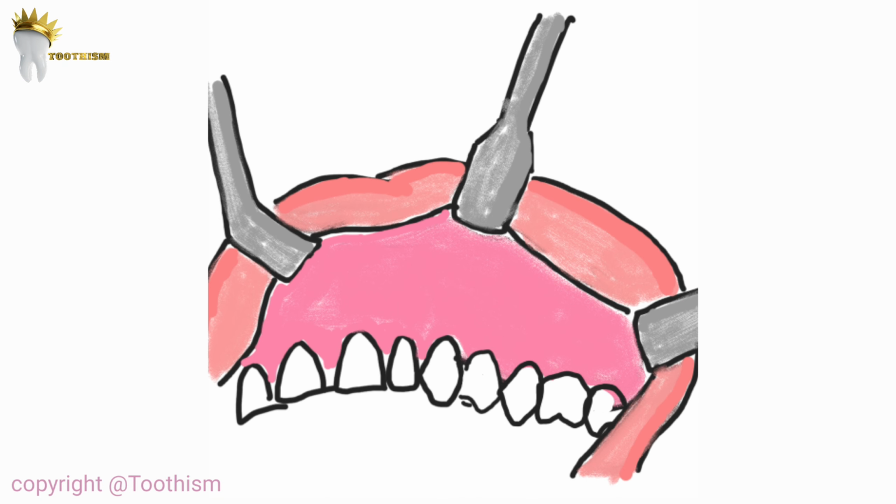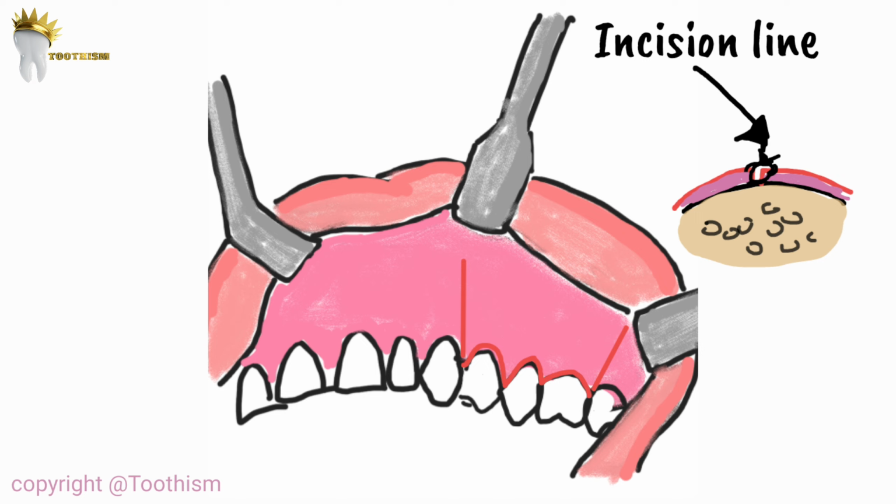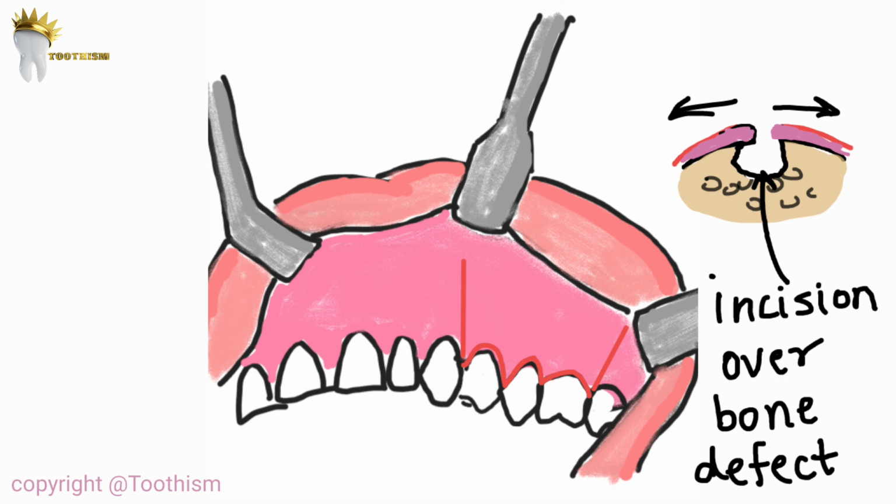So here we need to reflect a trapezoidal flap. For this, the horizontal incision is made first. We are using the Bard Parker number 15 blade. While planning the incision, you should also make sure that the incision will be away from any kind of bone defect that will be created after removal of the cyst. This is one of the basic principles of surgery, that the incision line should always be supported by healthy bone. Otherwise, it will affect the wound healing as it will cause wound dehiscence. When the surgical incision reopens and exposes the wound, it's called wound dehiscence.